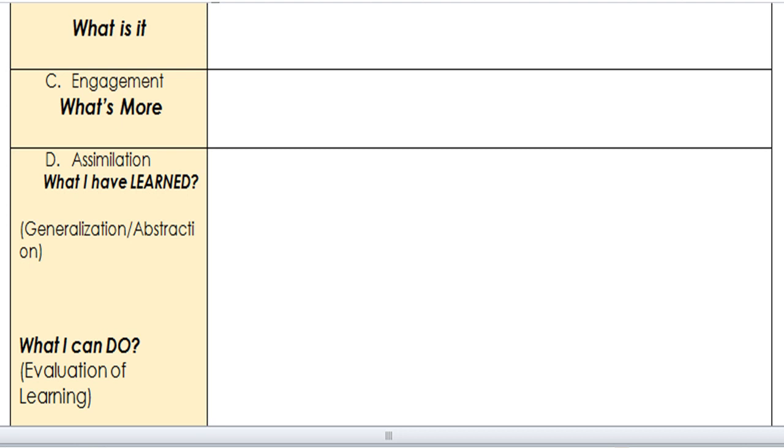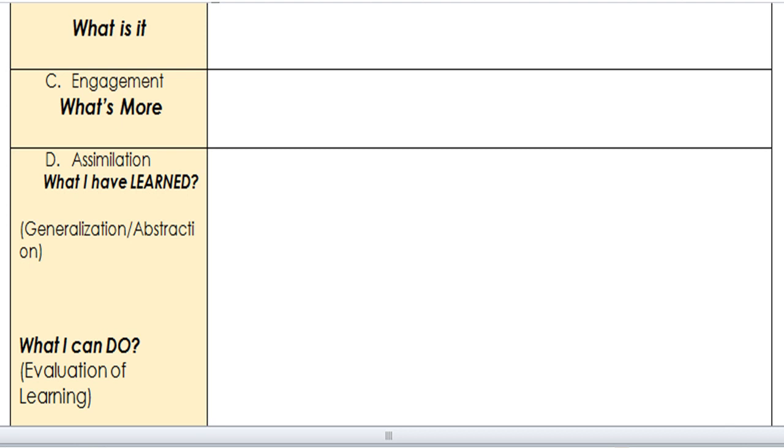For the engagement part, it's what appropriate pedagogical or real-world tasks and learning opportunities yung pwede mong i-present o pwede mong ibigay para sa ating mga learners. So, ang nakalagay dyan is, what's more? So, yan, nandyan na yung iba't iba pang exercises and activities.